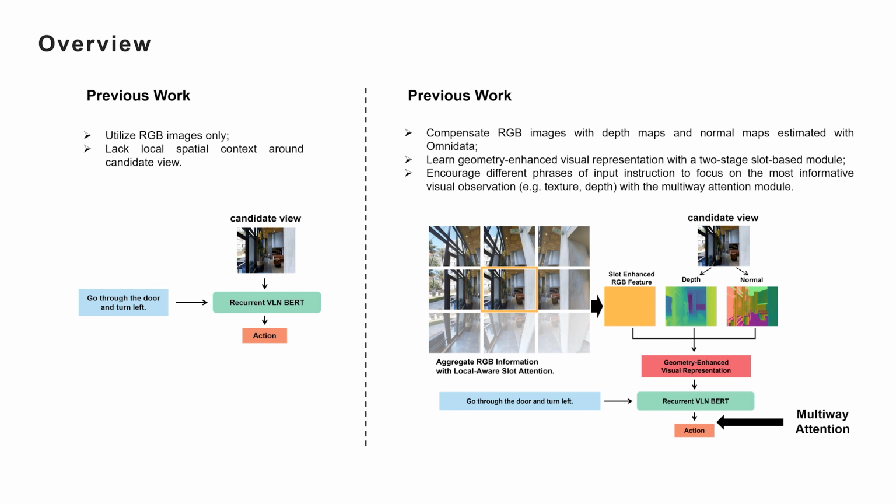The RGB information surrounding the candidate view is aggregated by a local-aware slot attention module. Technically, we introduce a two-stage module that combines slot attention and CLIP model to produce geometry-enhanced representation from the input. We employ VLN BERT to learn a cross-modal representation that incorporates both language and vision information. Additionally, we introduce a novel multi-way attention module that encourages different phrases of input instructions to exploit the most relevant features from the visual input.